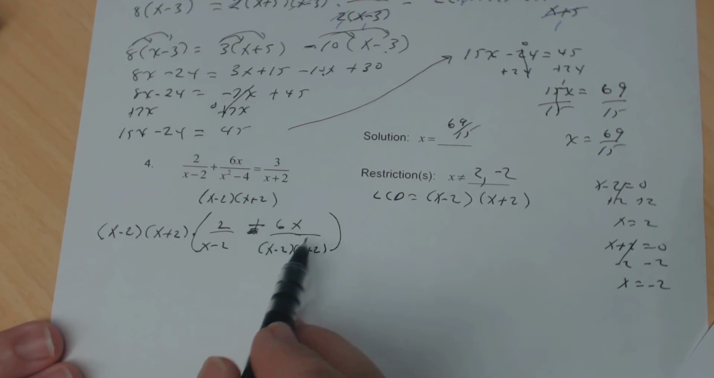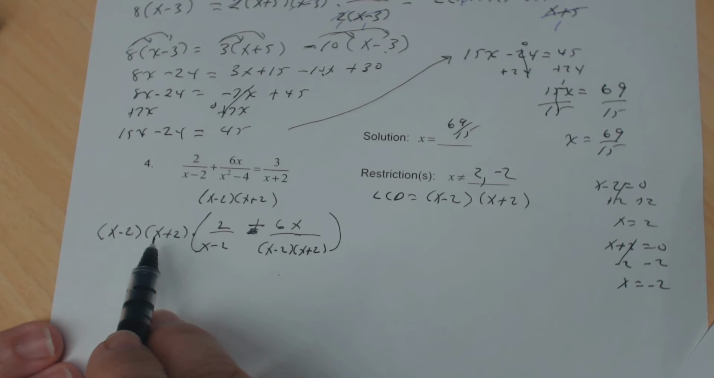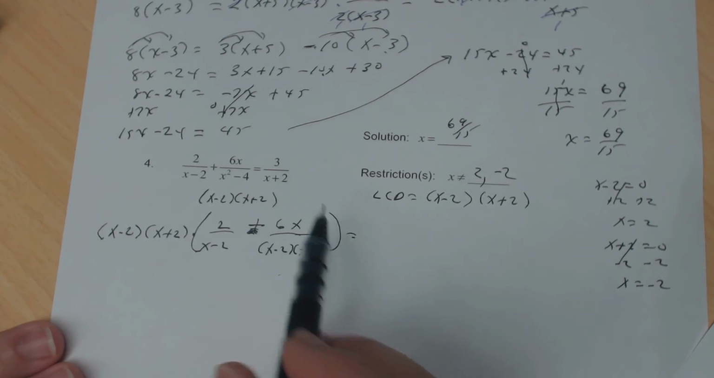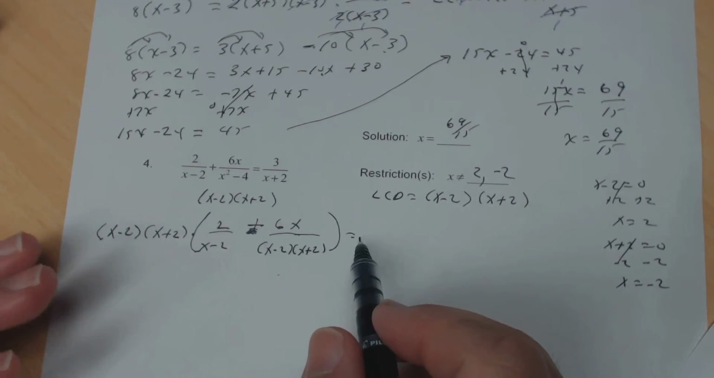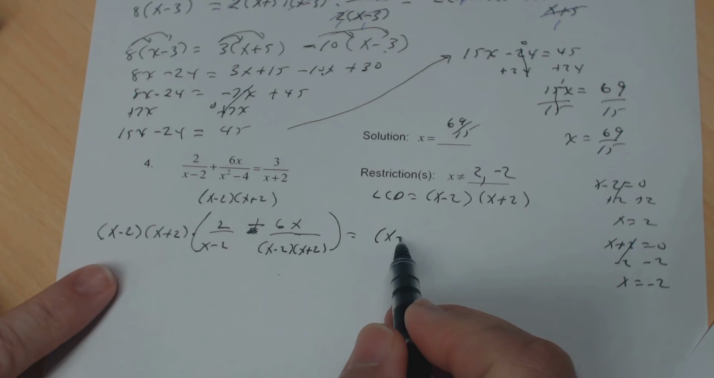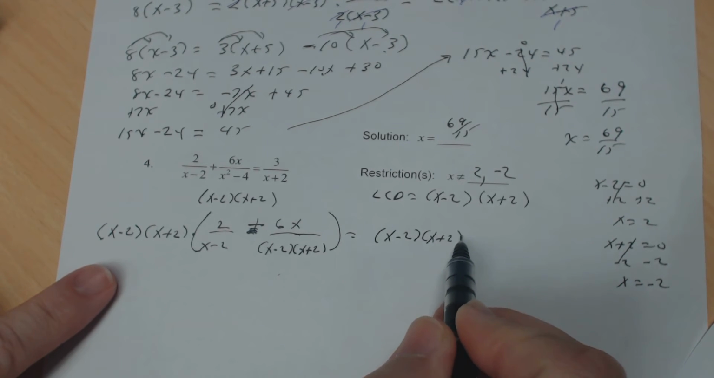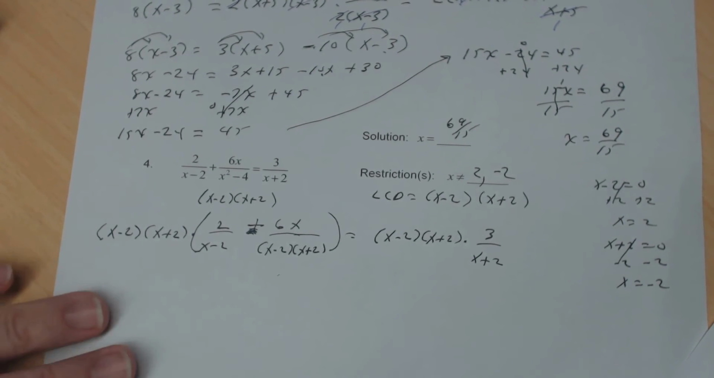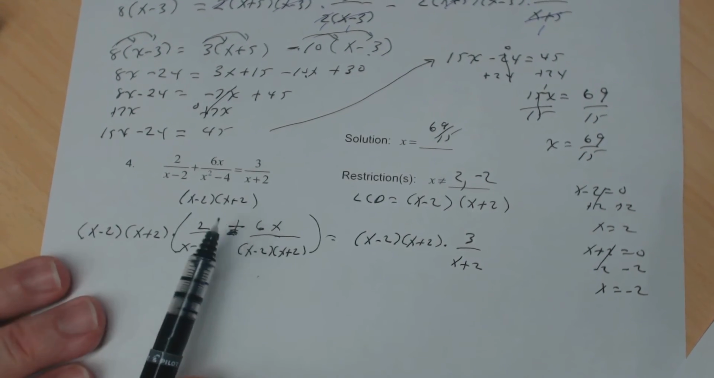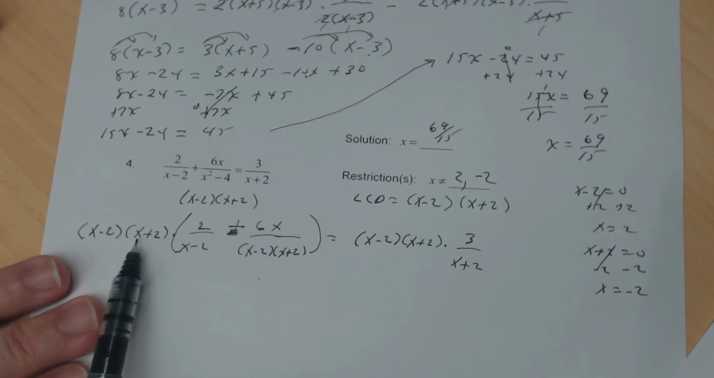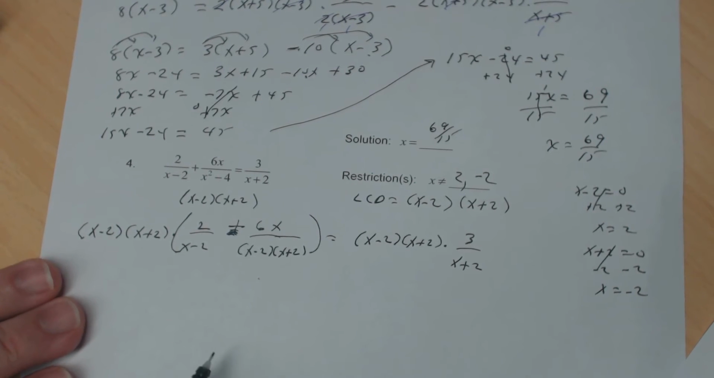So this whole left side is being multiplied by the LCD. Equal. Now since the right side only has one fraction, I'm going to leave it alone. In other words, I'm not going to put in parentheses, but I do need to multiply by the LCD. So x minus 2 times x plus 2 times that fraction on the other side. So notice every fraction is going to be multiplied by the LCD.